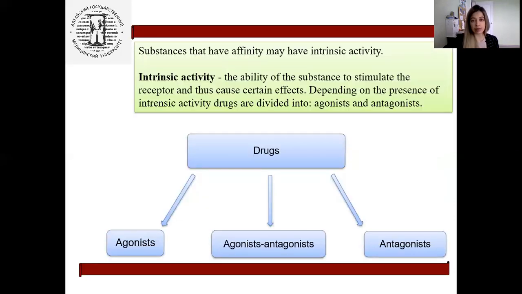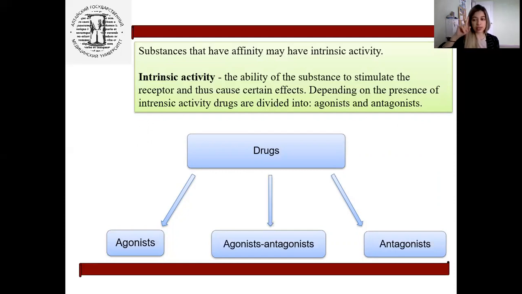Substances that have affinity also may have intrinsic activity. Intrinsic activity is the ability of the substance to stimulate the receptor and thus cause certain effects. And depending on the presence of this intrinsic activity, drugs can be divided into agonists and antagonists. Now let's discuss what agonist and antagonist are.